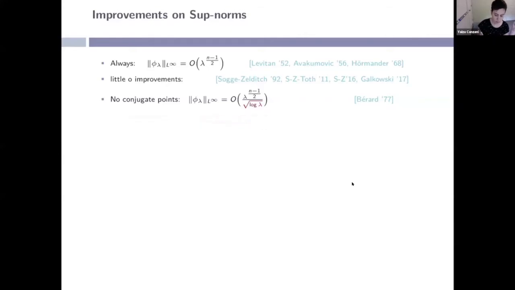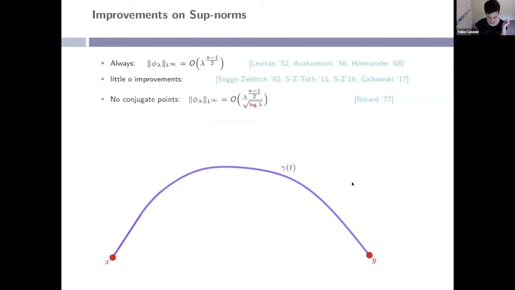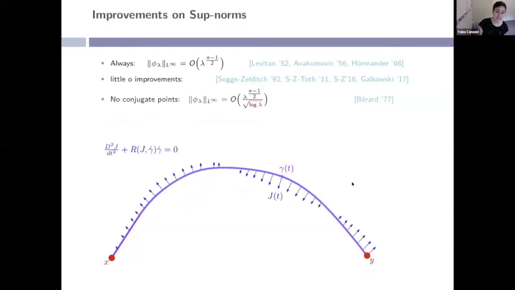We didn't want to work with no conjugate points. And in order to explain how our assumption is weaker than this, I need to start talking about what no conjugate points means. Having no conjugate points on a manifold means that for any pair of points x and y that you may choose, any geodesic joining the two points, and any Jacobi field along the geodesic that you may choose, if you force your Jacobi field to vanish at x, then the Jacobi field should not vanish when you get all the way up to y.